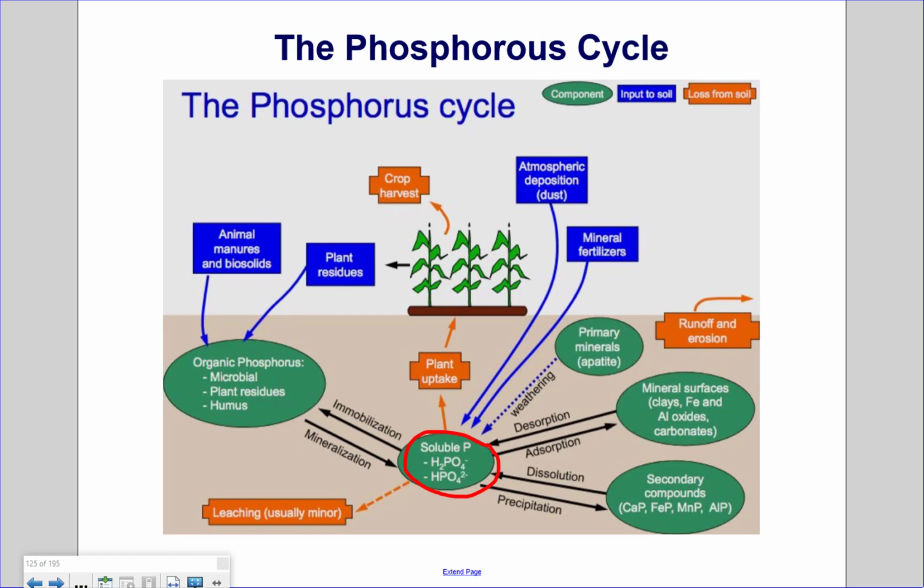When the consumers produce fecal matter or die, that phosphorus can be returned back to the soil, and then used as nutrients for the plants again, so there's cycling there too. We can have the phosphorus be recycled in the biosphere, or we can have new phosphorus enter the biosphere from the inorganic compounds found in rocks.